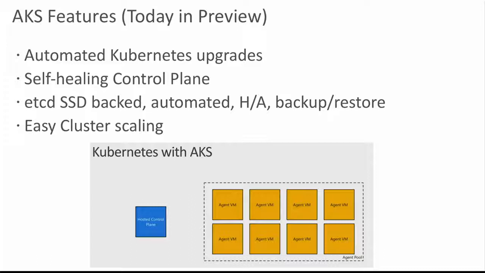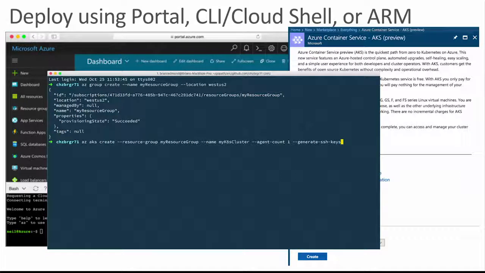If you look at the diagram below, the only difference here is that the masters are taken out of the picture and managed by the Microsoft Azure team, and then you have the agent VMs that are going to be sitting in your subscription. We'll show you how that looks in the actual Azure portal in a minute. As I mentioned, you can deploy this through the portal, through the CLI or Cloud Shell, and also through ARM templates, ARM deployment, or a REST-based API.